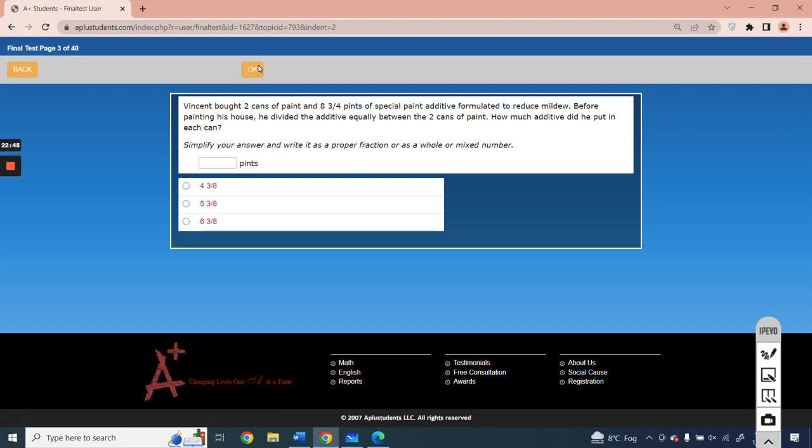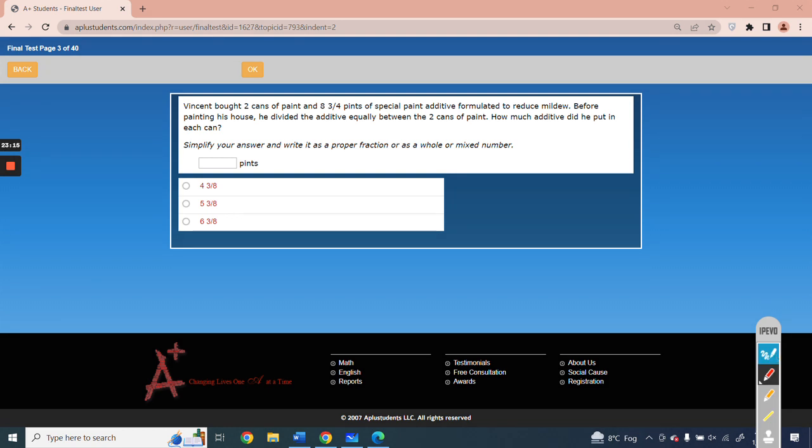Okay, the next one is: Vincent bought 2 cans of paint and 8 whole 3 by 4 pints of the special paint additive formulated to reduce mildew. Before painting his house, he divided the additive equally between 2 cans of paint. How much additive did he put in each can? Got it? So you have to divide the additive into 2 portions. The additive is 8 whole 3 over 4. So just divide 8 whole 3 by 4 by 2.